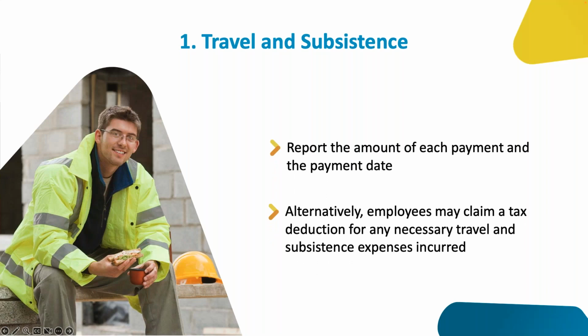So what should be reported to Revenue when reporting travel and subsistence payments? You will need to report the amount of each payment and the payment date. If you choose not to reimburse your employee for these expenses, the employee may claim a tax deduction for any necessary travel and subsistence expenses incurred. They can do this by submitting a claim to their local Revenue office. When claims are made this way, they should be made after the 31st of December of the year which they were incurred.